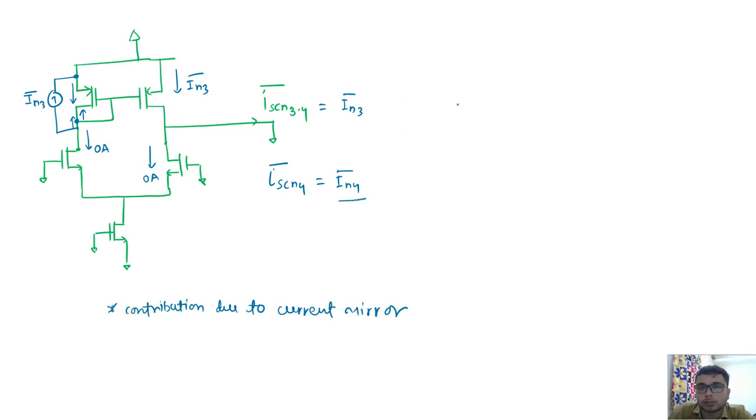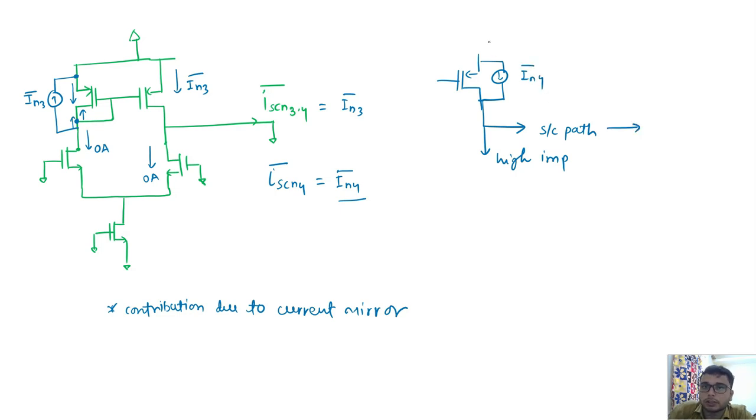If I consider the noise of transistor M4, you can see here, there are two paths. This is a short circuit path, and this is the high impedance path. And this is the short circuit path. So the complete I_N4 will flow to the output short circuit. So this way we can see the total contribution.